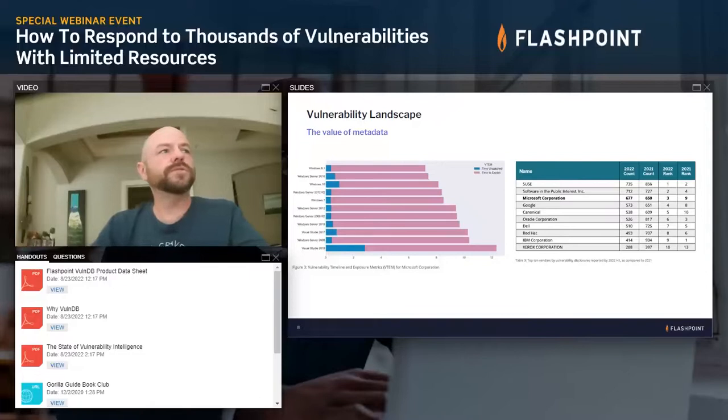So using this data, which we call VTEM, vulnerability timeline and exposure metrics, you can look at any product or vendor to figure out, are they responsive? What is the time to patch? Then what is the time to exploit after disclosure? So that you can start to get a better feel for just how urgent you need to patch specific software.